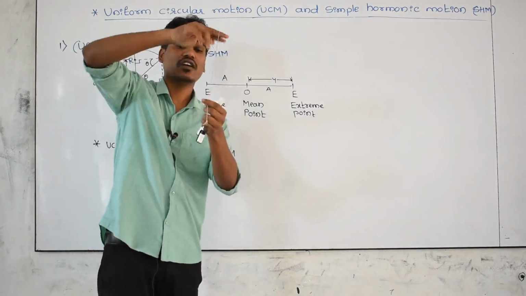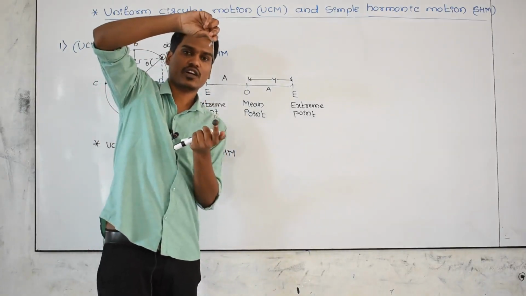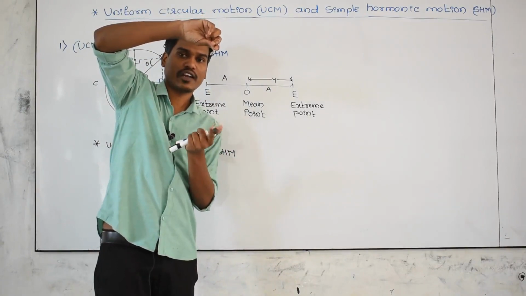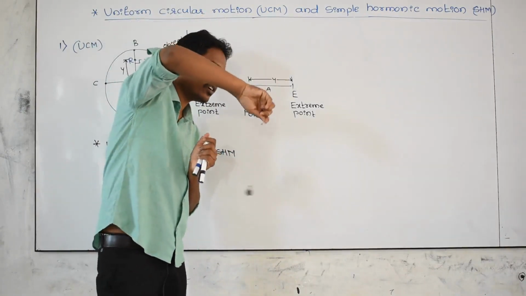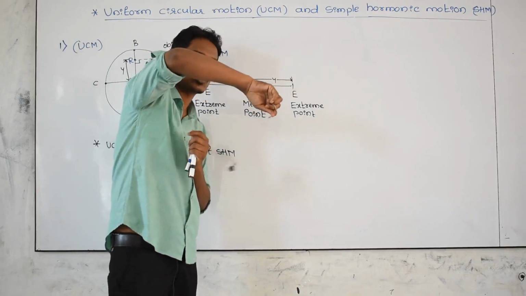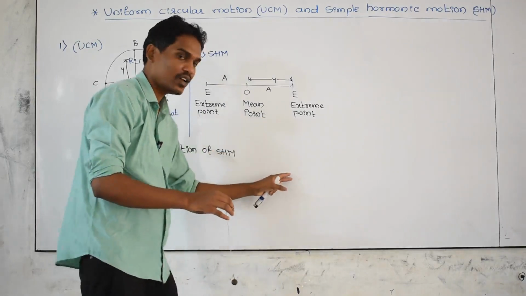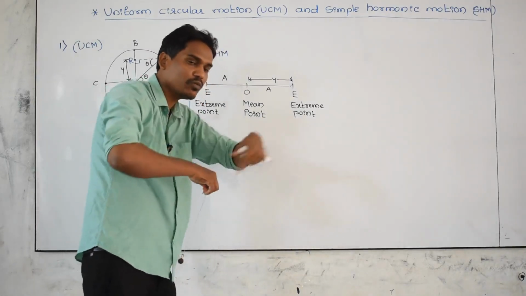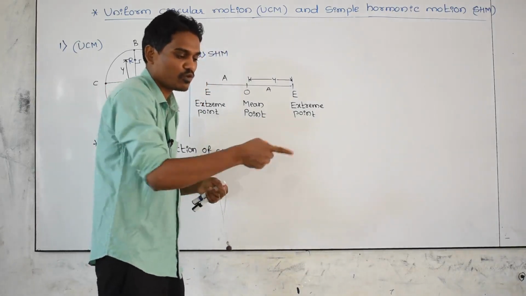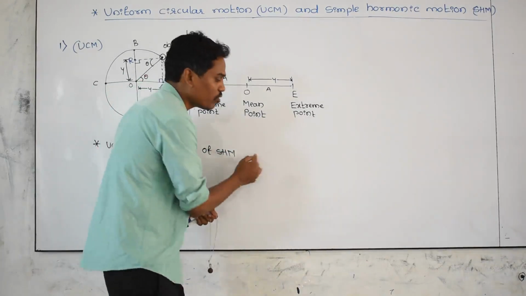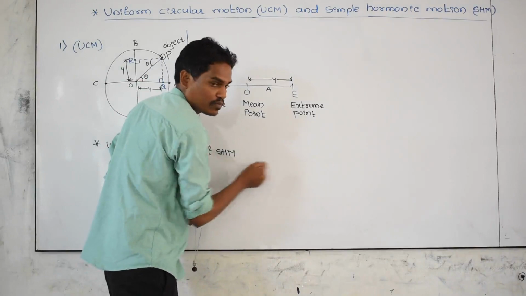Take a thread and attach an object to one end of the thread, and rotate it slowly with uniform speed. In the presence of light on the wall, just observe its shadow. The object is moving in a circular path, but on the wall its shadow looks like a straight path, like this.